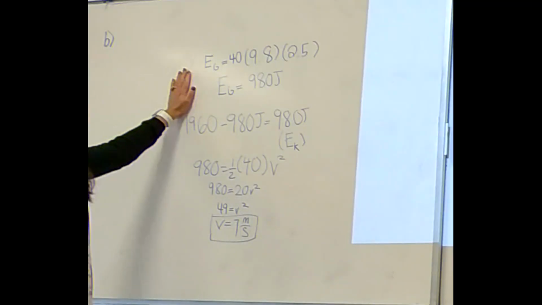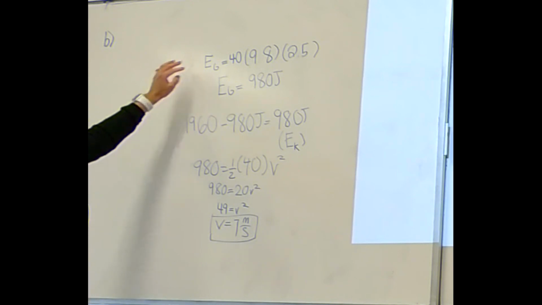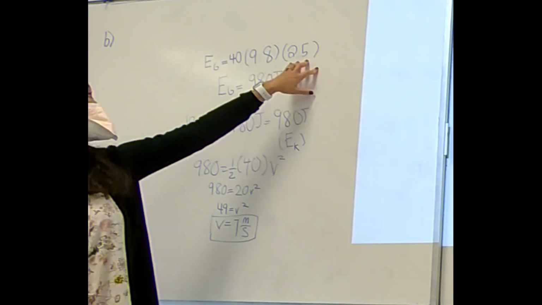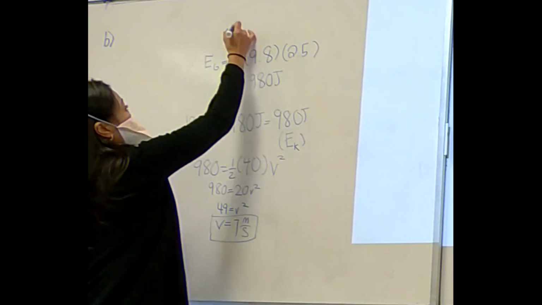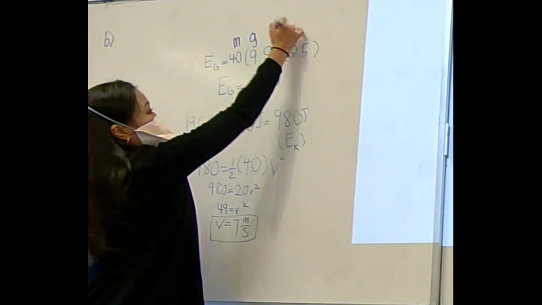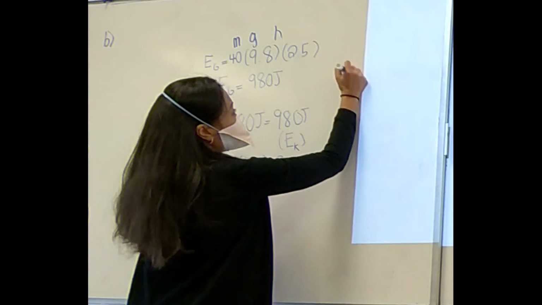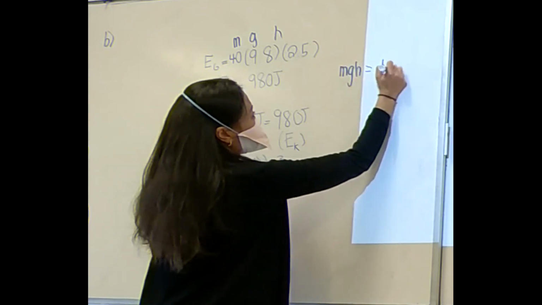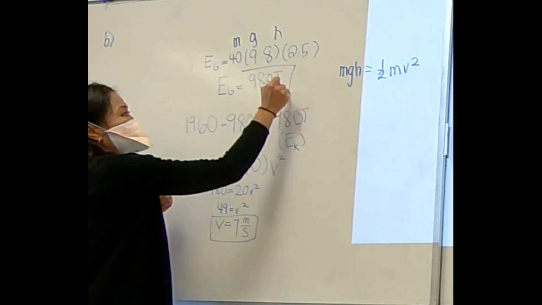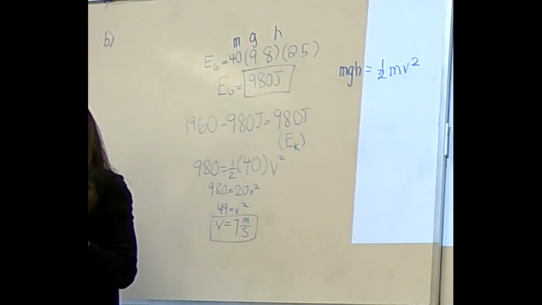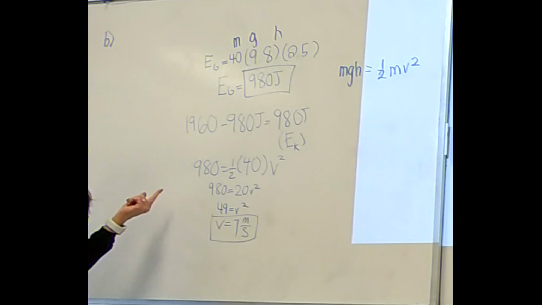So in this problem, we're using the exact same method. We're given a height and we're solving for velocity. So now our mgh, I'm going to write it out again. mgh is equal to 1/2 mass times velocity squared. This student figured out that calculation to be 980 joules.